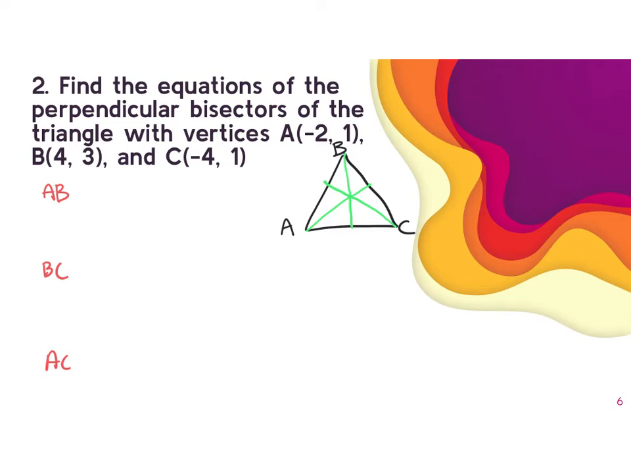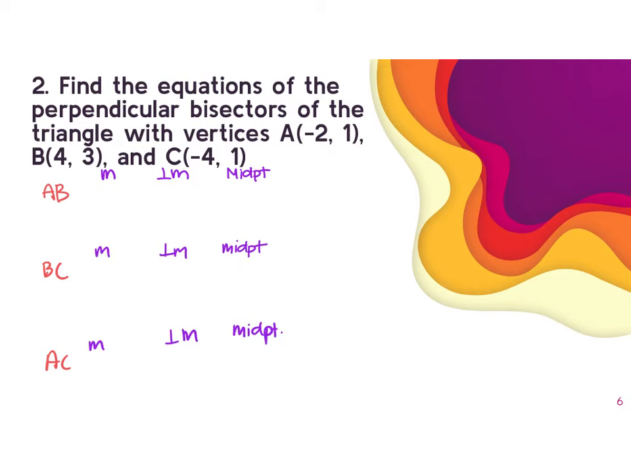And all of the things we need to find, remember, we need to find our slope, which is our m. Then we need to find the perpendicular slope using that m. And then we need to find the midpoint. All right, so let's first look at points A and B. To find the slope, we need to find the change in y over the change in x. So 3 minus 1 over 4 minus negative 2, which is 1/3. The opposite reciprocal for the slope would be negative 3.